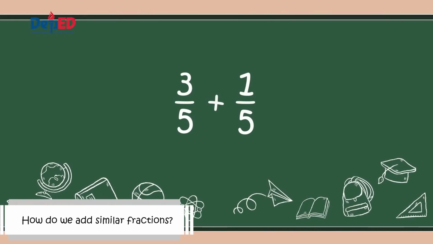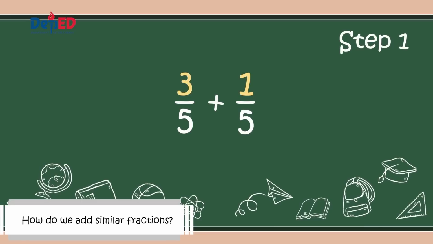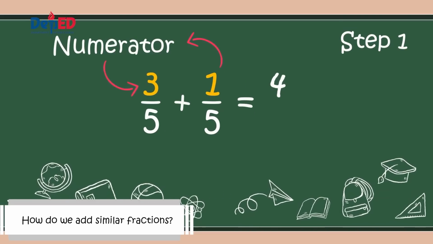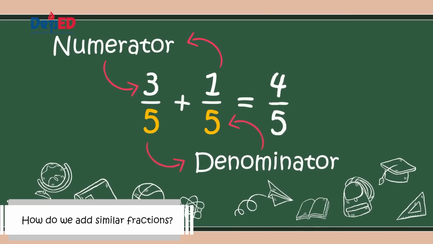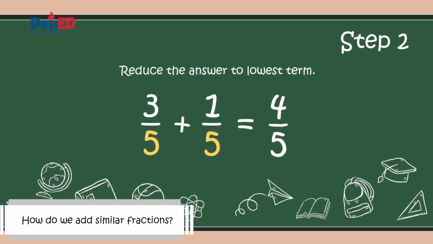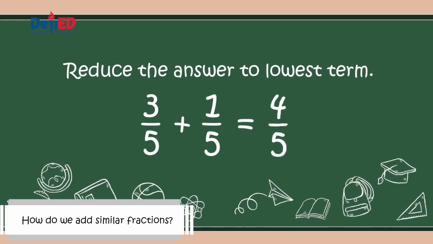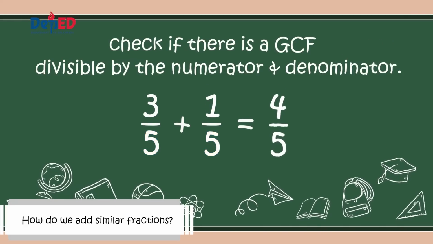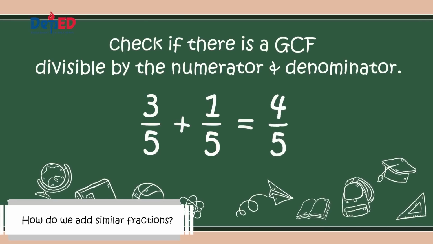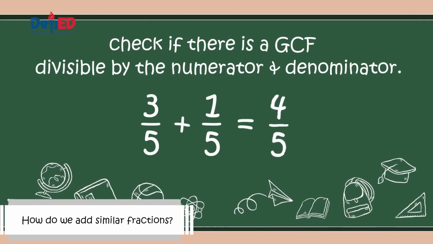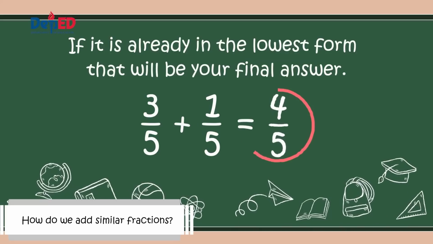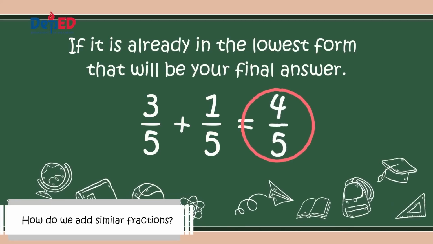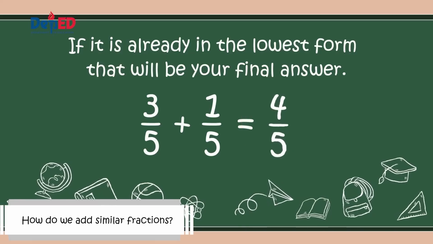Step 1. If the given fractions are similar, just add the numerators: 3 plus 1 equals 4, and copy the common denominator 5. We have 4/5. Step 2. Reduce the answer to lowest term if possible by checking if there is a greatest common factor, or GCF, that can divide both the numerator and the denominator other than 1. Is 4/5 already in lowest term? Yes! Therefore, 3/5 plus 1/5 equals 4/5.